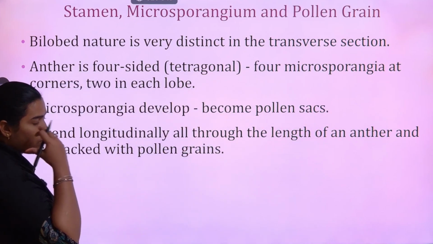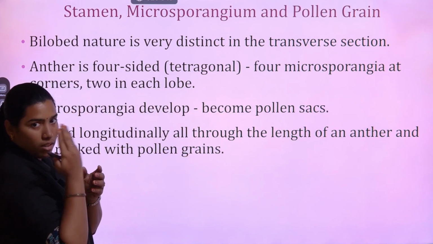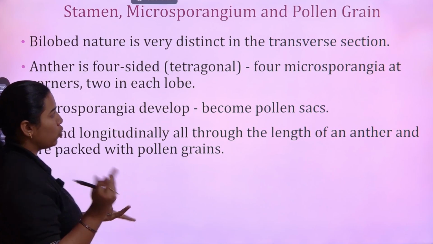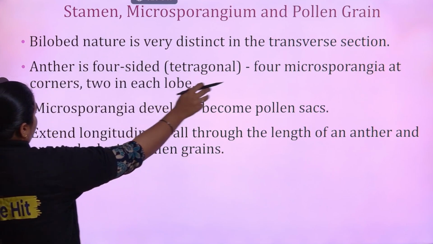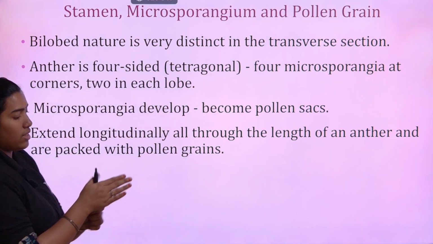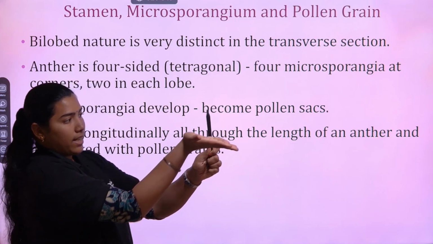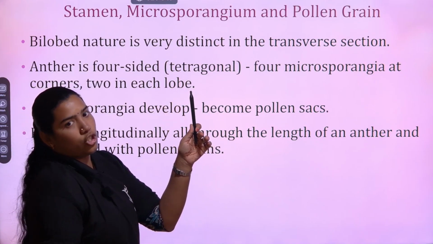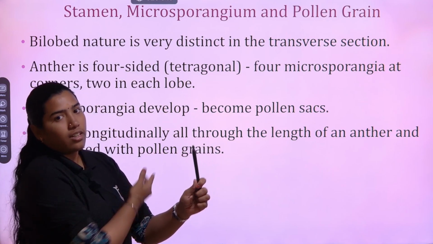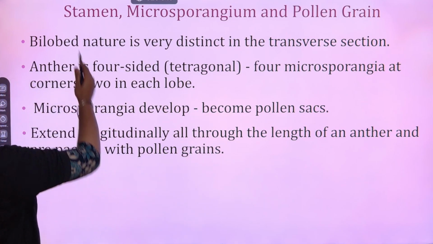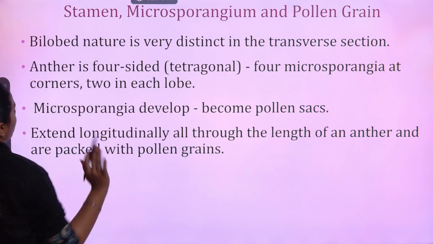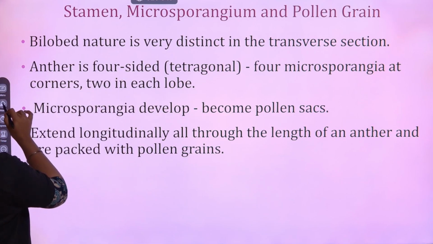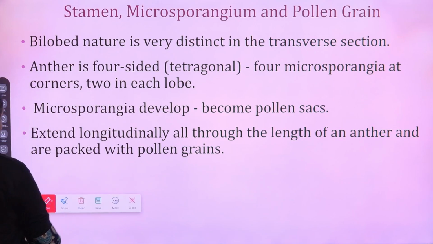So if you put them very close to your eyes, you can see there are 2 lobes, and that too in transverse section. Transverse section is like, I have this, I cut it like this. This is transverse, and when I cut like this it is longitudinal. So I am going for a transverse section, and bilobed is very clear, even tetragonal is very clear, and the sporangia will be present at the corners.